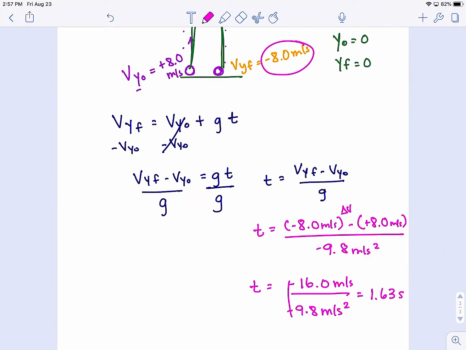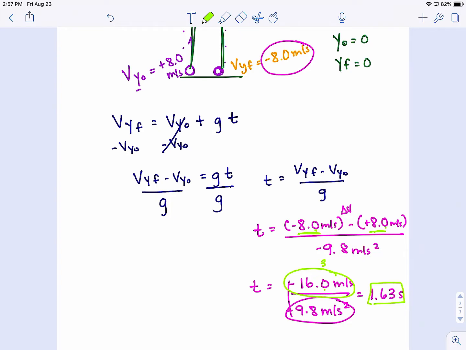1.63 seconds. Now here's the thing with sig figs. The g is a constant. The acceleration due to gravity is constant. We don't look at it in terms of sig figs. And up here, I subtracted -8 minus a +8. And so we have to look at place values. Since I have a 0 here in the tenths place, and a 0 here in the tenths place, this 0 in the tenths place is significant, so that gives me 3 sig figs. So my answer should have 3 sig figs.